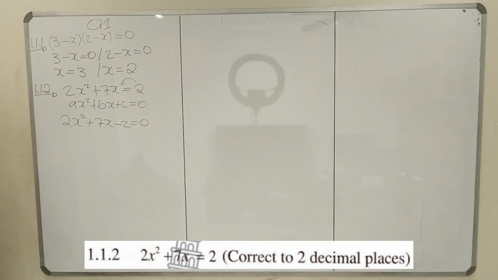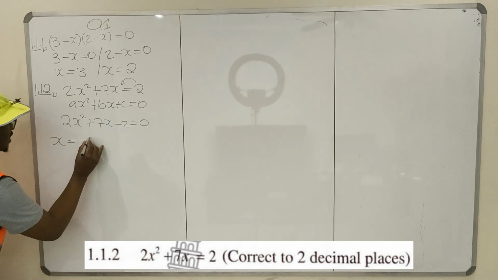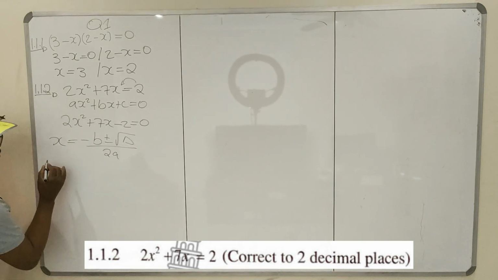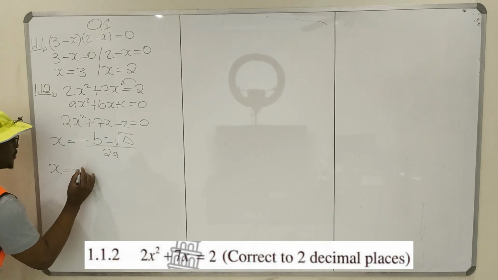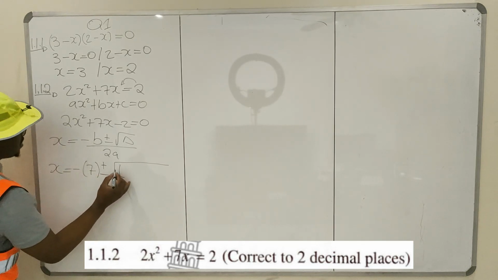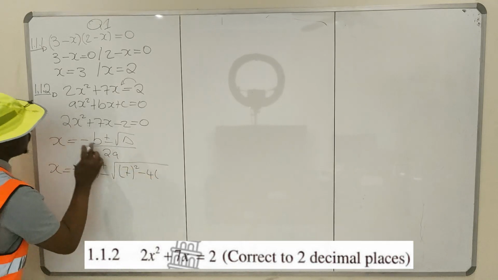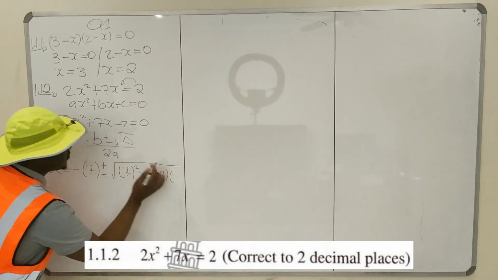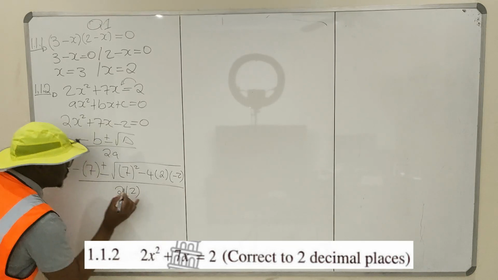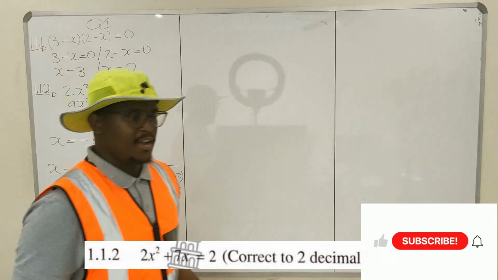Here we can attempt to factorize or use the quadratic formula. I'll use the quadratic formula because since they say correct to 2 decimal places, I would think this doesn't have very nice factors. x is equal to negative b plus or minus the square root of the discriminant, all over 2a. So x is equal to negative b. Your b is 7, plus or minus the square root of b squared, which is 7 all squared, minus 4 into a, your a is 2 and your c is minus 2, all divided by 2a, 2 times 2. Punch this in your calculator and see what you get. I'm going to use mine.